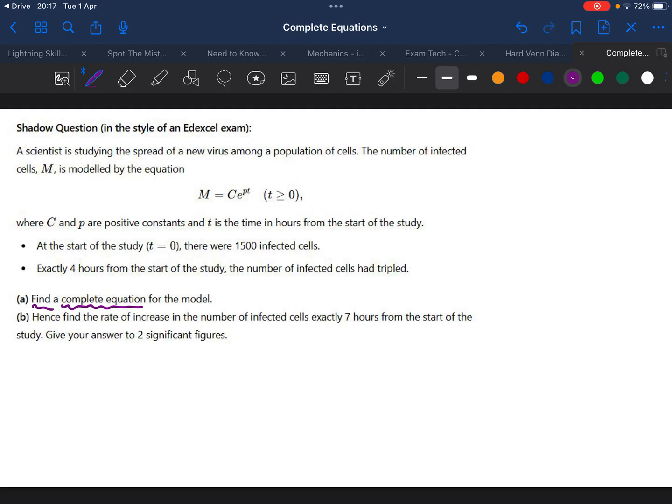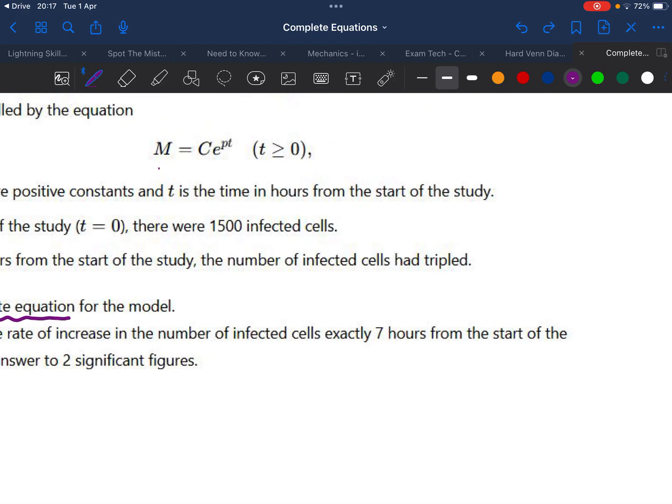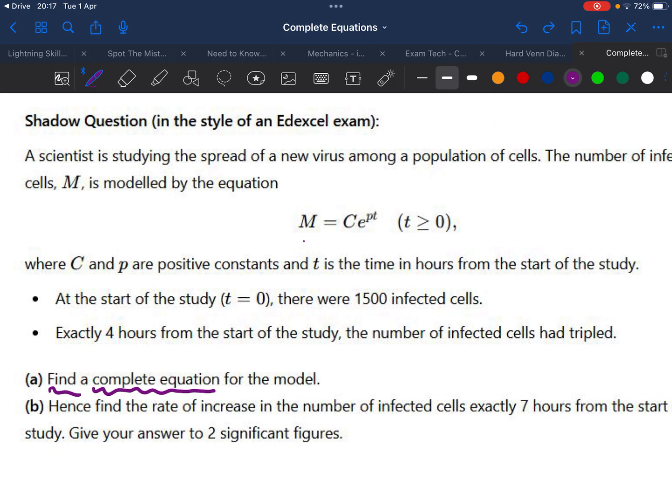A scientist is studying the spread of a new virus among a population of cells. The number of infected cells, M, is modelled by this equation. We should look at this and try to understand which letters are constants, that is, numbers that we don't know, and which one is the independent variable, the input, because M is like the output. I strongly suspect it's going to be T, but let's have a look.